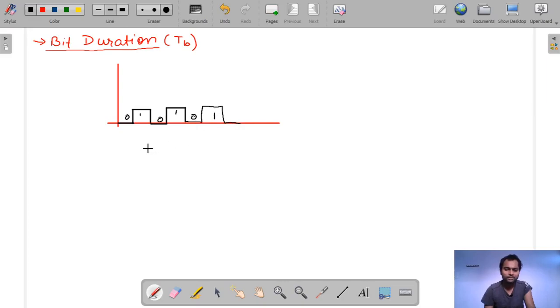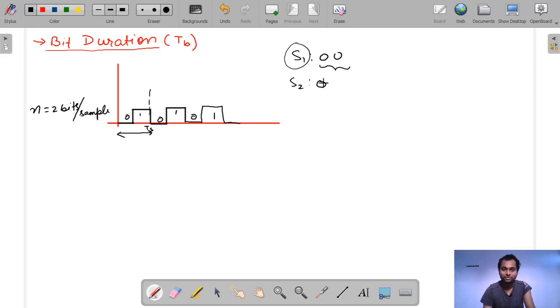Let's suppose 2 bits are required to denote a symbol or sample. This means that symbol S1 is denoted as 0 0. So here there are 2 bits to denote the symbol S1. This whole duration is the symbol duration, that is TS, because 2 bits are required. Let's suppose symbol S2 is denoted by 0 1. So this is our symbol S2. There are 2 bits per sample, so this is our symbol duration TS.